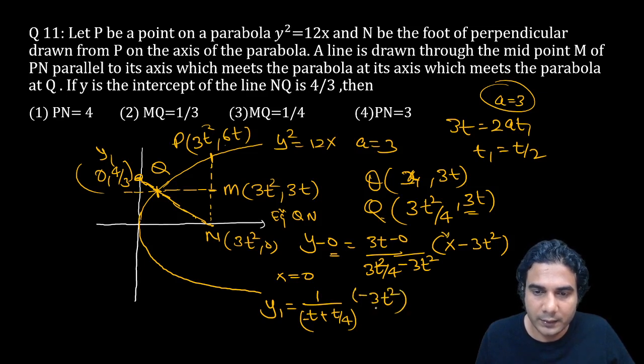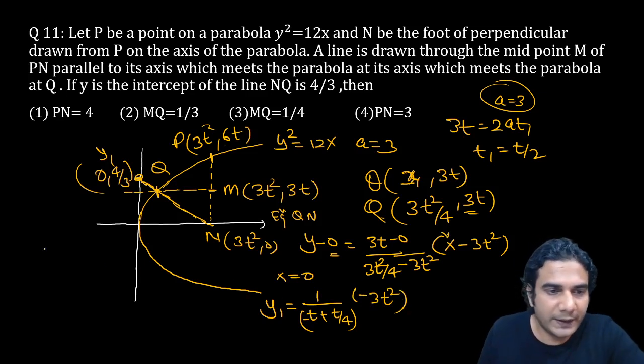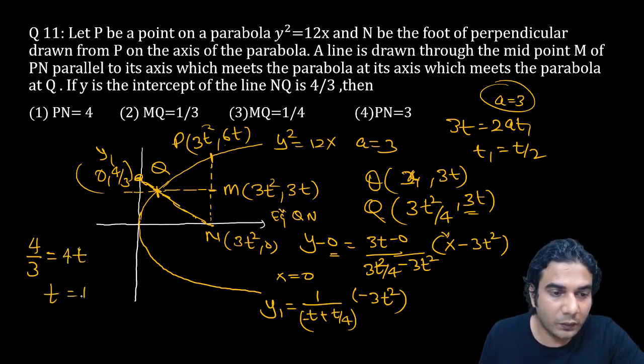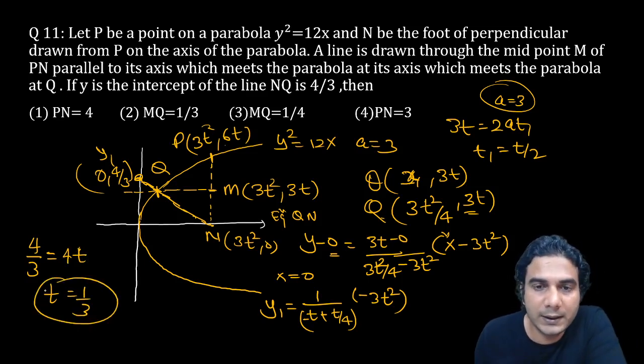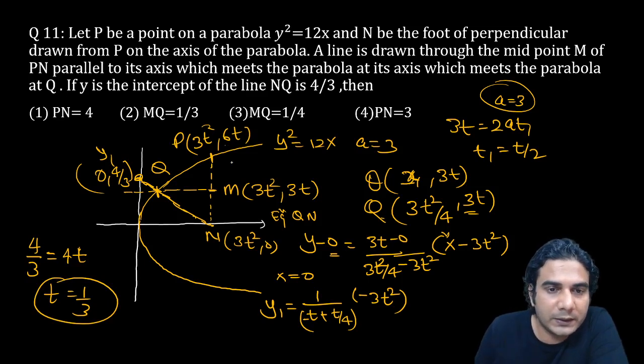Now let's simplify it. So y1 is equal to, what is y1? y1 is 4 by 3. So let's put 4 by 3 is equal to, t you can cancel, and in the denominator it is 3t by minus 3t by 4. 3 will get cancelled and it will be 4t, and we are getting t is equal to 1 by 3. So we have got t is equal to 1 by 3, and if I take t is equal to 1 by 3, then I can write the coordinates we need.